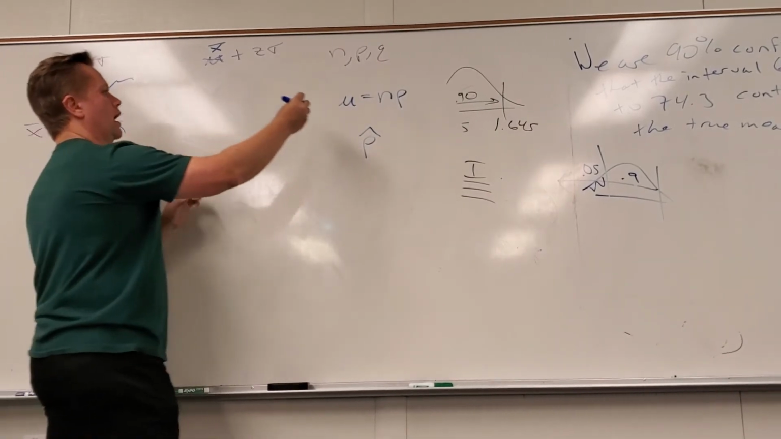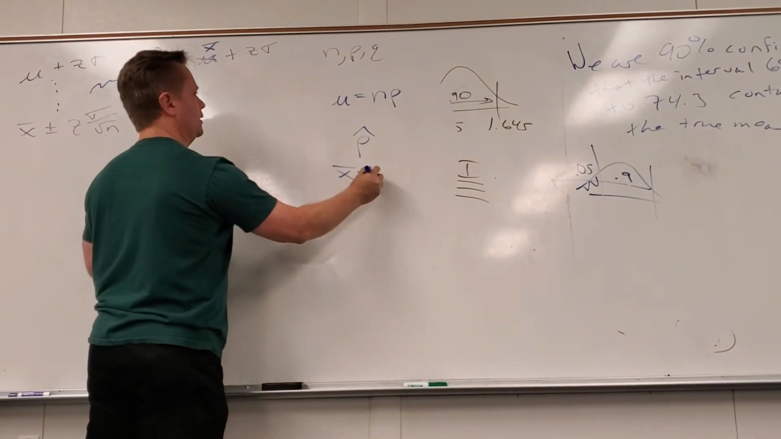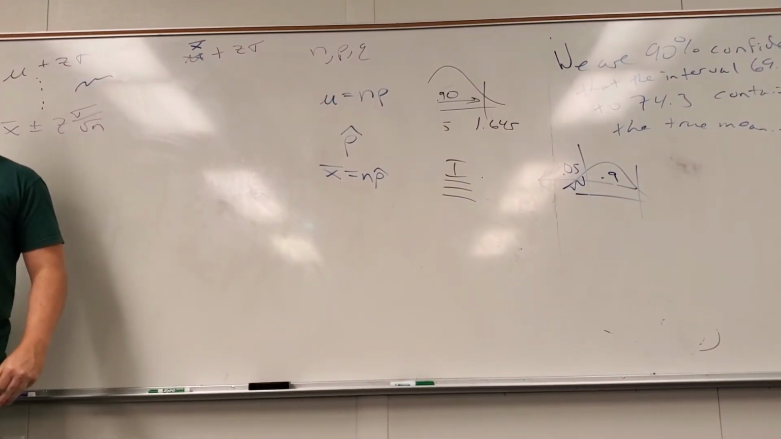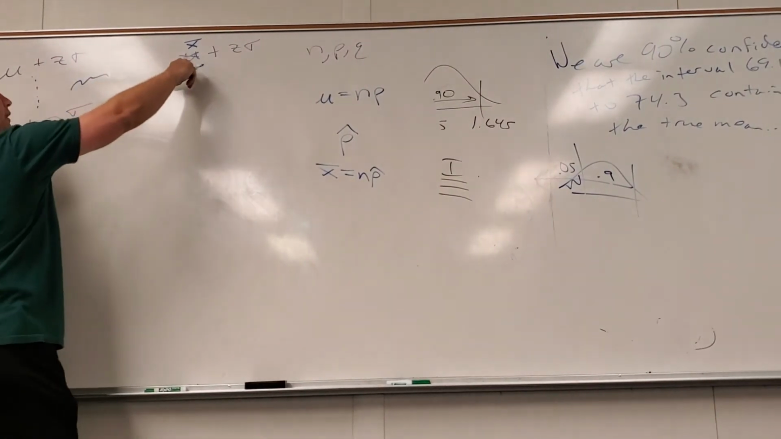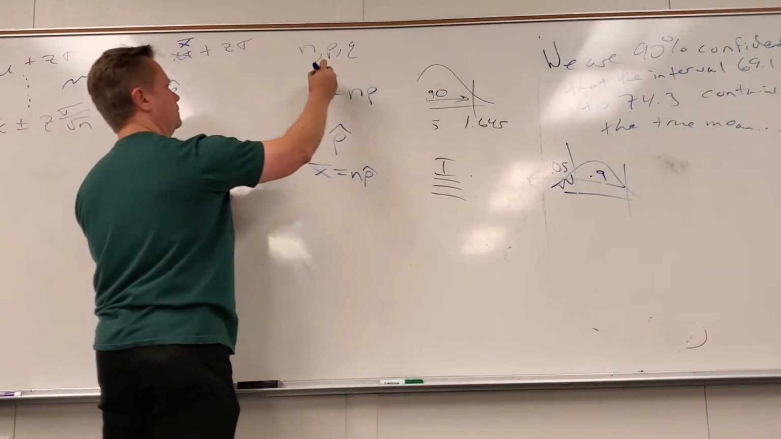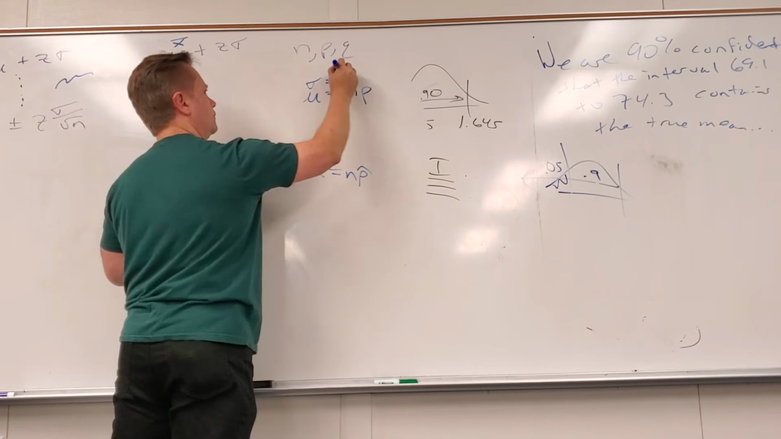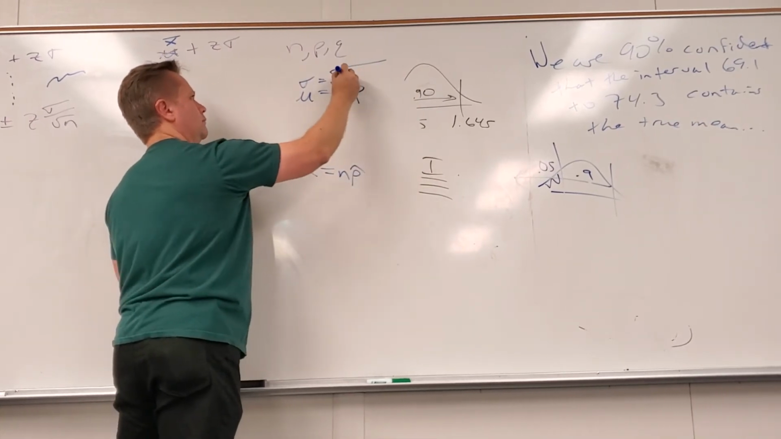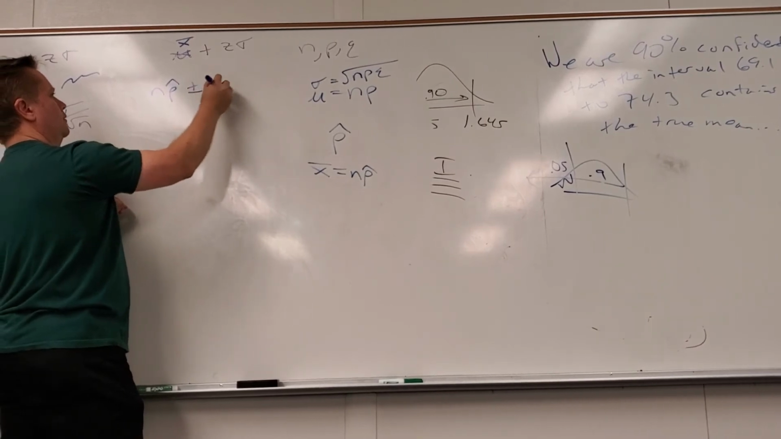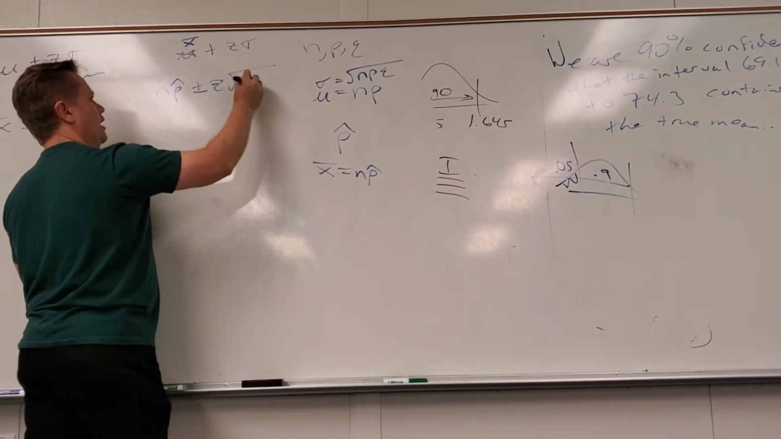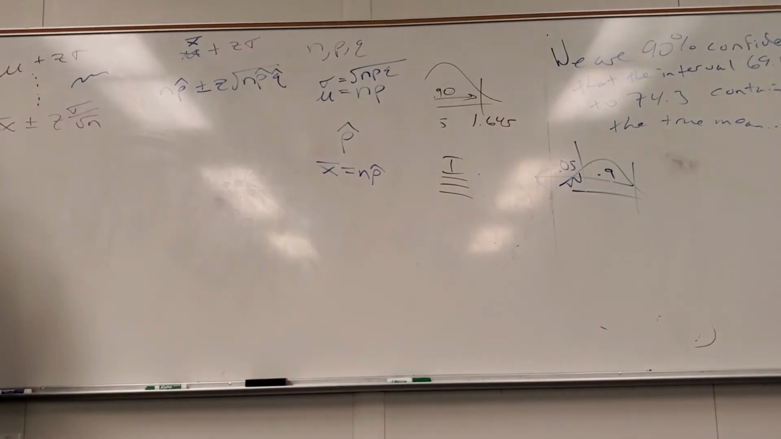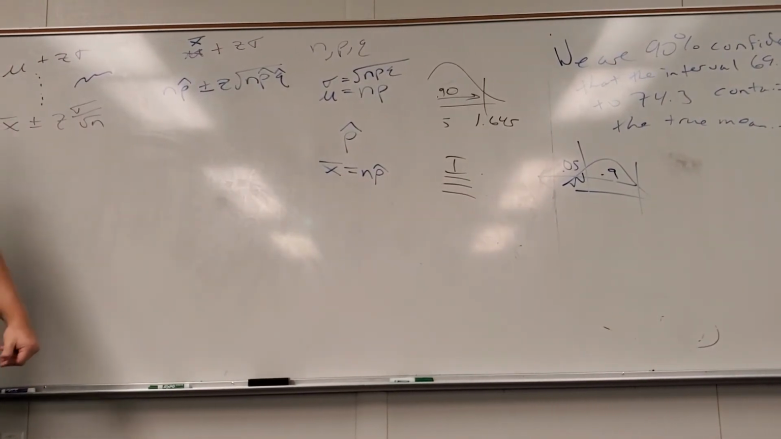So, that means that the sample would actually be NP hat. Do you guys get the idea of that? So I'm going to replace this with NP hat. What was sigma? So now it's going to be square root of NP hat Q hat. What's P hat plus Q hat?